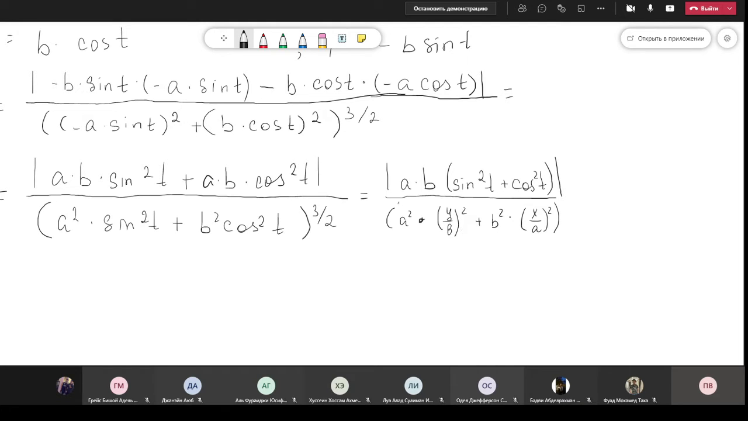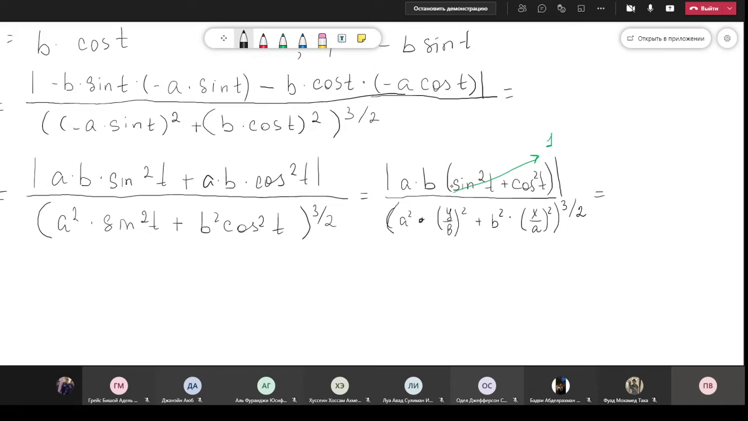Close our big bracket, this in, this close, 3/2 with our degree. And we know that sine squared plus cosine squared, the trigonometric unit, equals 1. It means this bracket equals just 1. And a times b times 1 is just a times b.